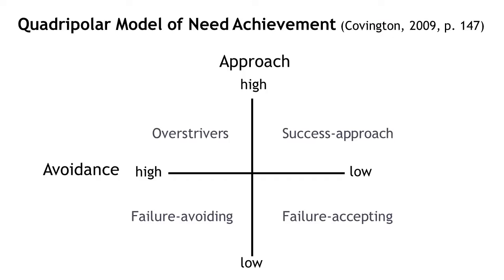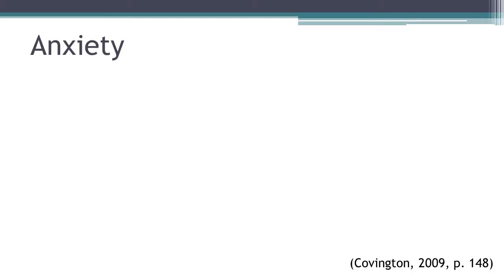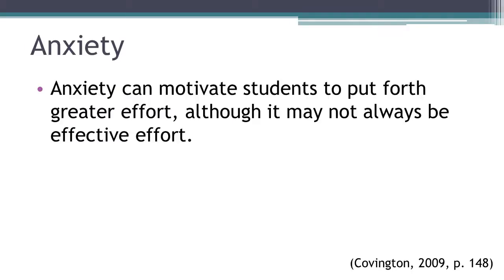So to summarize, this quadrupolar model of need achievement allows us to understand students' motivation within the context of self-worth theory. Another main idea in self-worth theory is the many roles that anxiety plays in the achievement process. Anxiety can motivate students to put forth greater effort, although it may not always be effective effort.